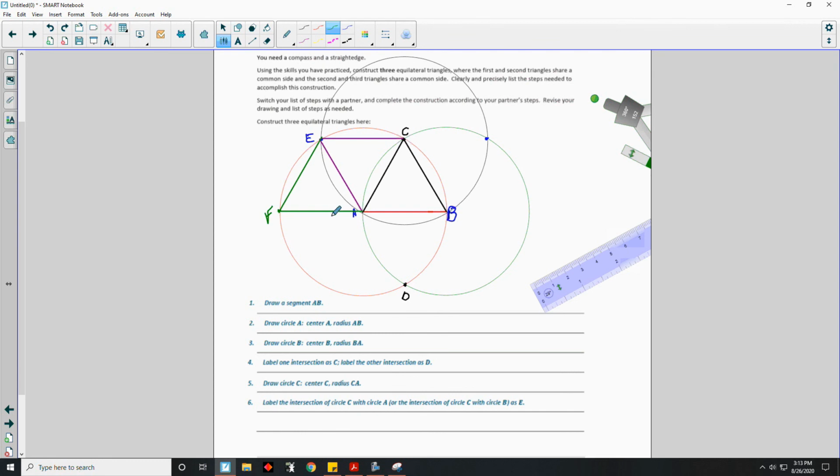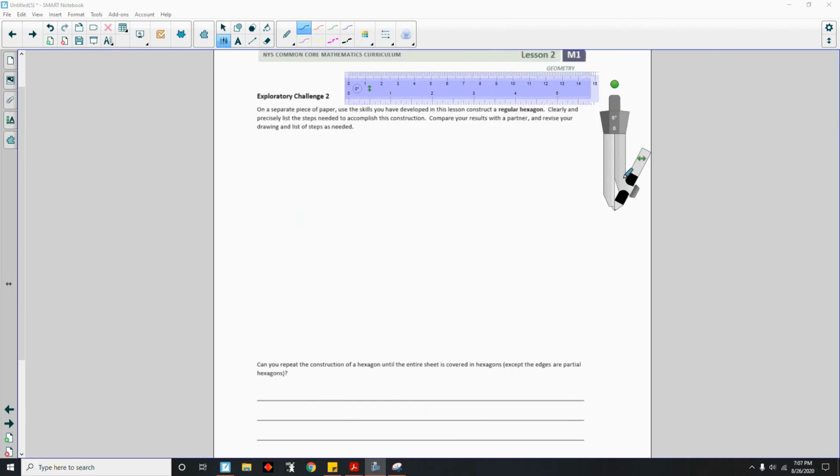And AEF and triangle ACE share side AE. So the last step says draw all segments that are congruent to AB between the labeled points.